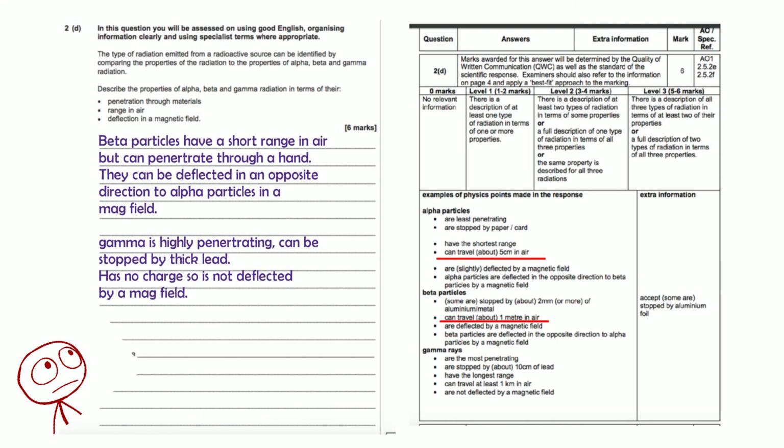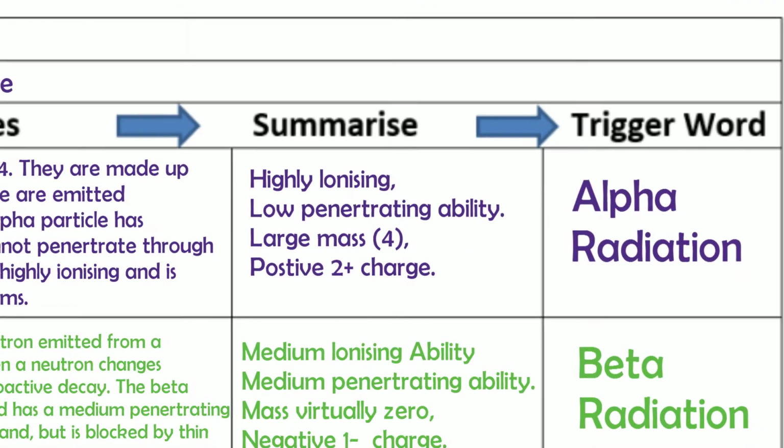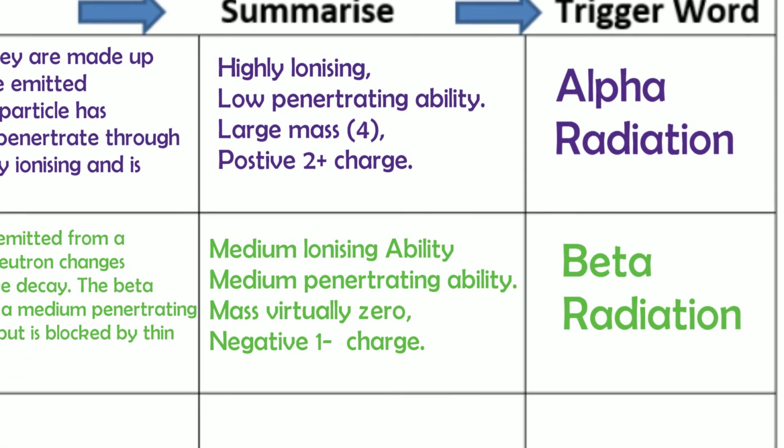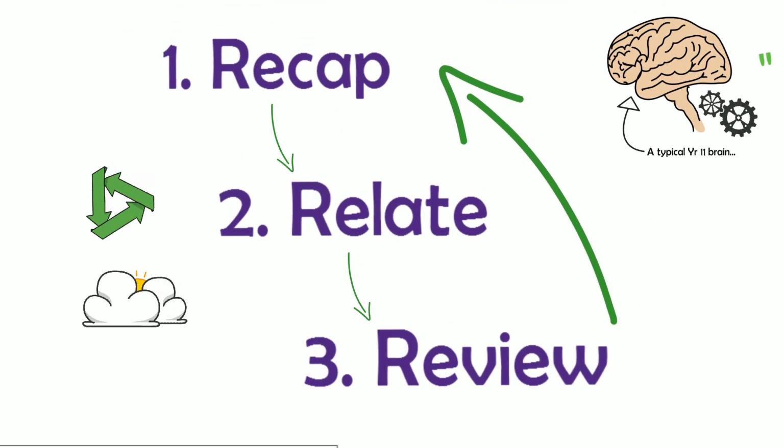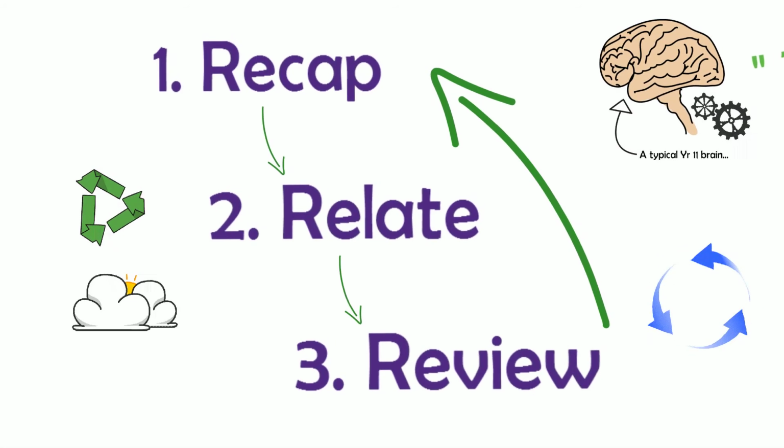Now here's where we're going to cycle back to the recap section. So there's something missing. Range in air has been mentioned in that question. So you're going to go back to your trigger worksheet and you're going to write in any missing information. So here's the cycle. Recapping with the trigger worksheet, relating through the concept maps, and reviewing with exam questions. Hopefully that wasn't too taxing.